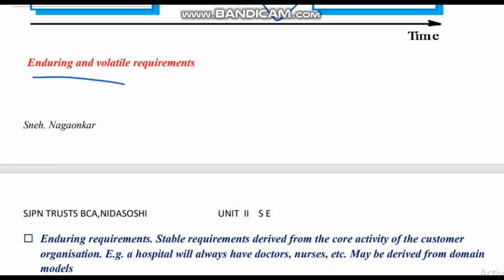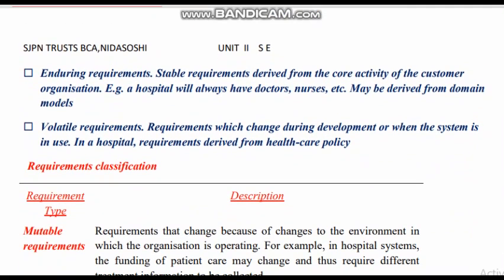Then enduring and volatile requirements. So why do the requirements change? There are basically two types of requirements here: enduring requirements and volatile requirements. For example, a hospital will always have doctors and nurses. This is not going to change, so these types of requirements are stable. That is why they are called enduring requirements.